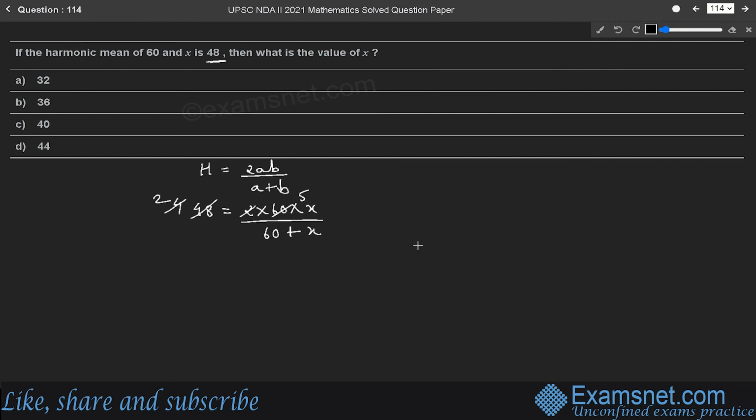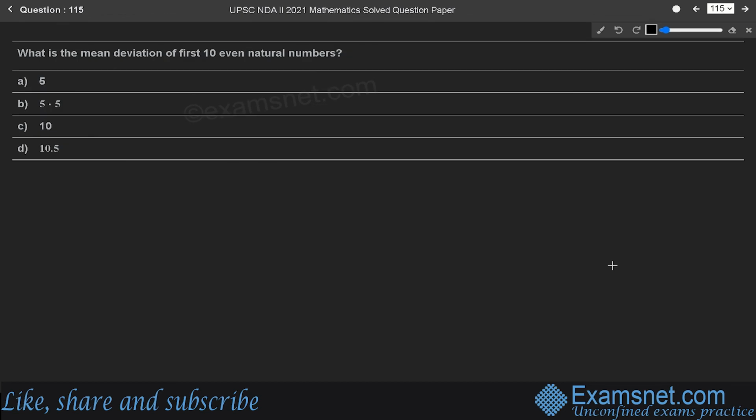So it will be 120 plus 2x is equal to 5x, 3x is equal to 120 and x is equal to 40. So this is the value of x. Therefore option C is correct, which is 40.